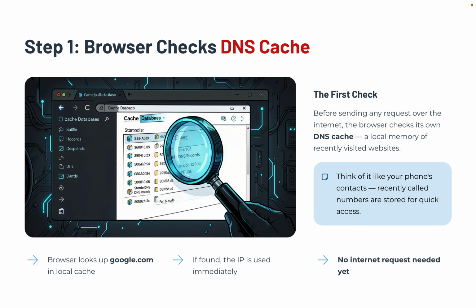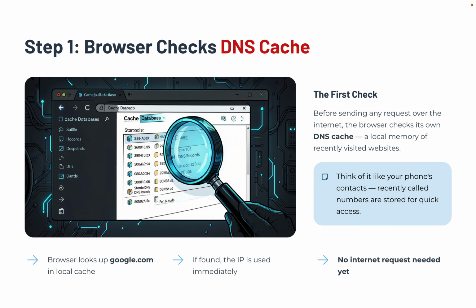And your browser first looks inside something called the DNS cache. Think of it like a phone contacts list. If you already visited Google recently, your computer might already remember its address. If the address is found, great. It immediately moves to the next step. No need to search again.